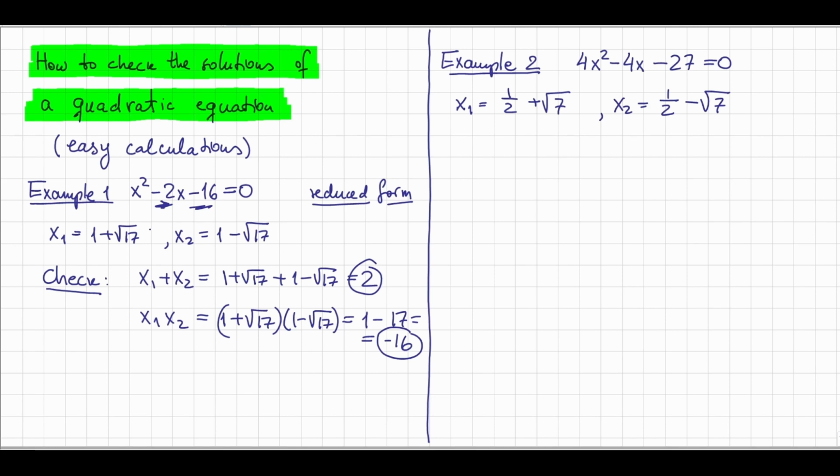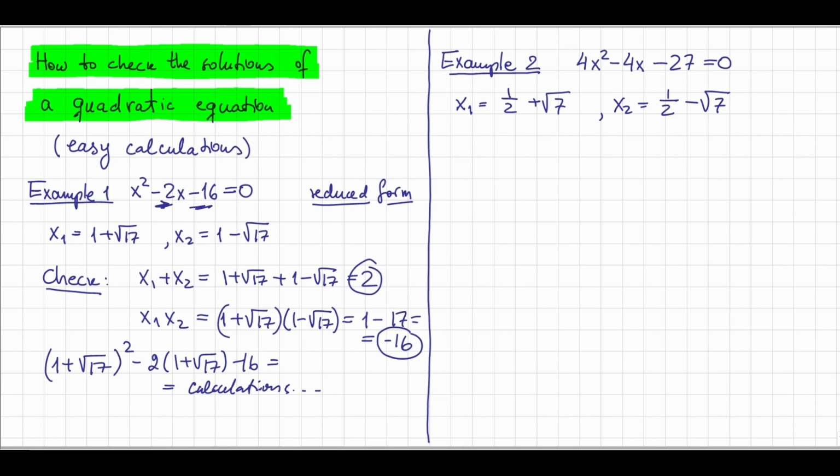Now, if we were to try to plug it in, let's say we want to plug in x1, then we would have 1 plus square root of 17 squared minus 2 times 1 plus square root of 17 minus 16. And then we would have to compute that. We have to take the square and so on. So we'll have more calculations. So clearly it's simpler just to calculate the sum and the product.